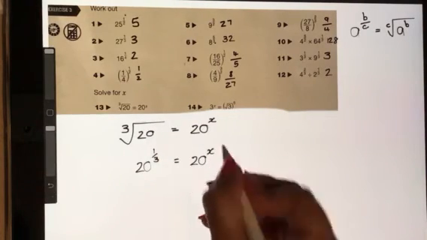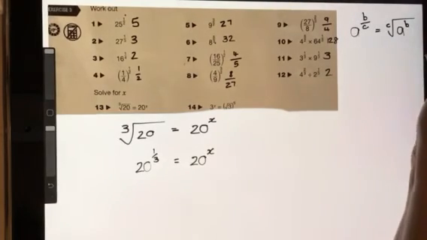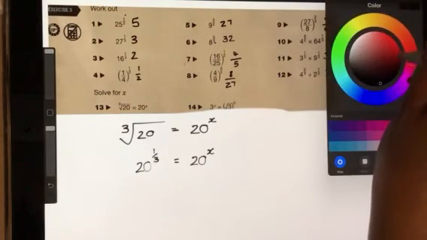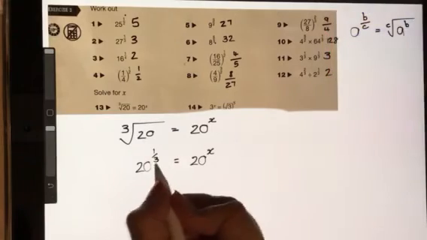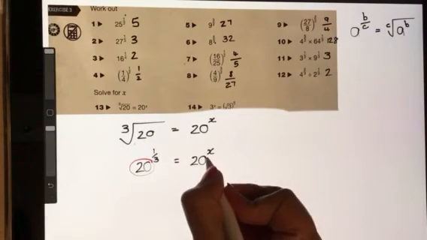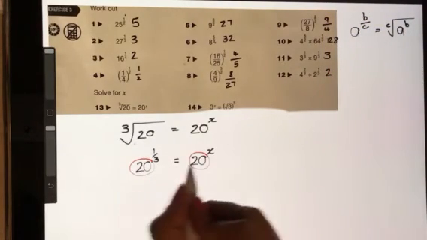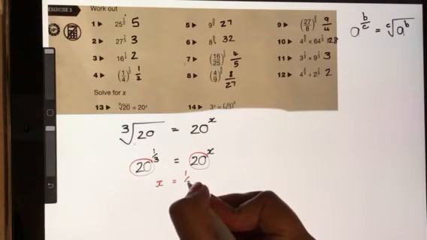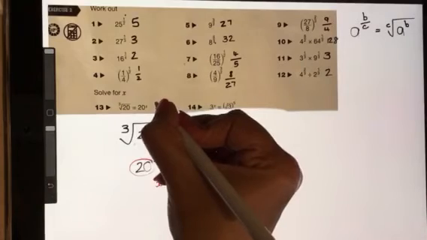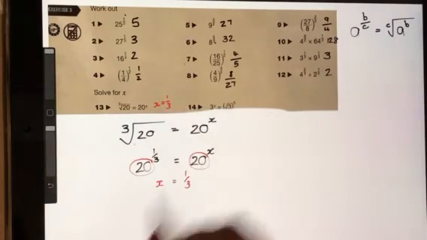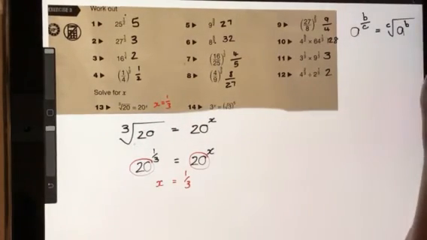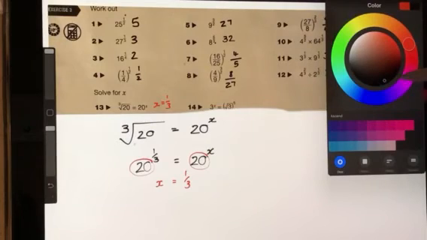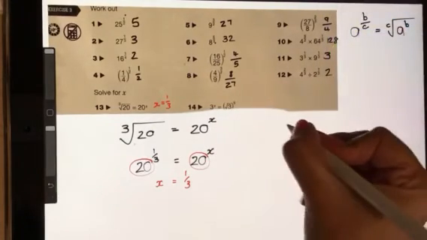And then we've got 20 to the power of x. Because this 20 and that 20, the base numbers, are exactly the same, we can say that x is equal to a third. So x is equal to a third. Right. I'm going to leave that one there and do number 14 here.